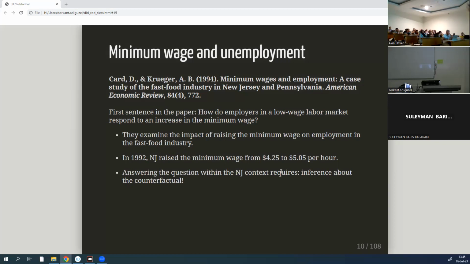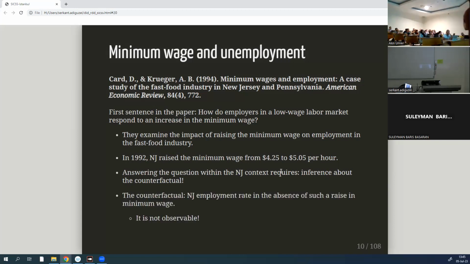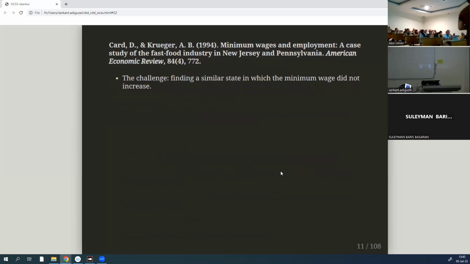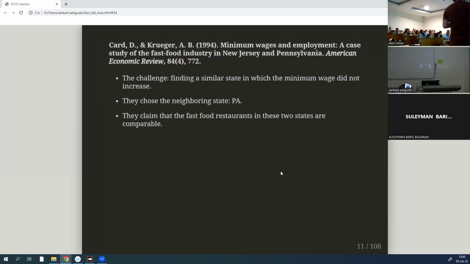Well, what's the problem? There's no such New Jersey, right? How are we gonna find this New Jersey? So what they do is they infer this by looking at a similar state, since counterfactual New Jersey is not observable. They use Pennsylvania, which is the neighboring state, and they actually chose counties closer to the New Jersey border, and they compare fast food restaurants in these two states.